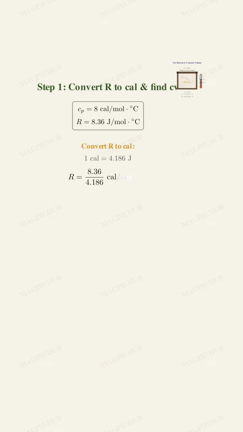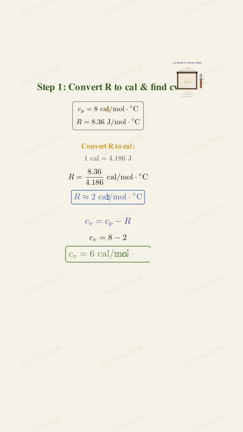Step 1. We need Cv in calories, but R is given in joules. Since 1 calorie equals 4.186 joules, we convert R equals 8.36 divided by 4.186, which gives us approximately 2 calories per mole degree Celsius. Now, using Mayer's relation, Cv equals Cp minus R, that is 8 minus 2, giving us Cv equals 6 calories per mole degree Celsius.